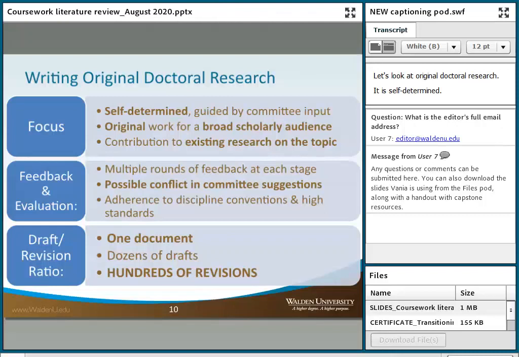Now, let's look at writing original doctoral research. The focus changes, right? It's self-determined.